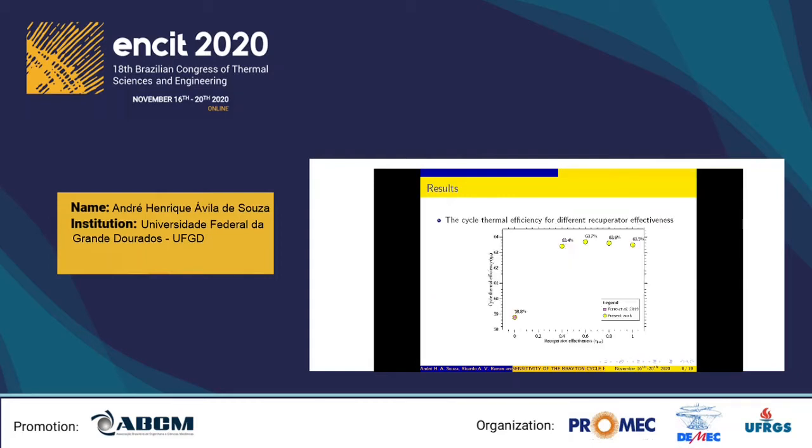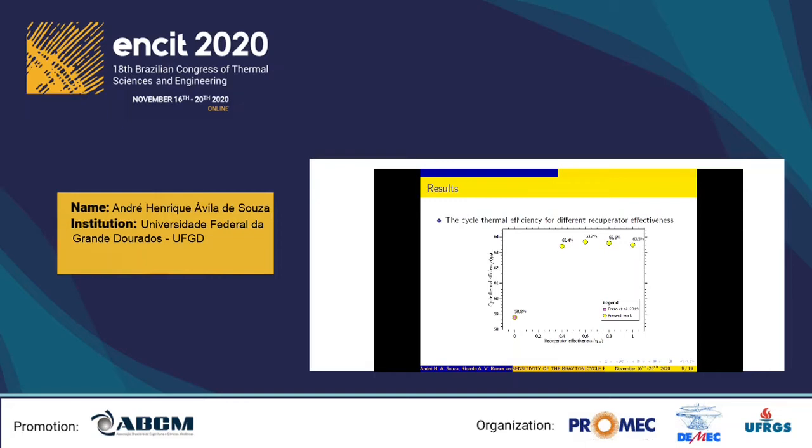The modeling of the Brayton cycle considering combustion and the recuperator is simulated for different effectiveness of the recuperator, being 0 for the case without recuperator, 0.4, 0.6, 0.8, and 1 for an ideal recuperator.